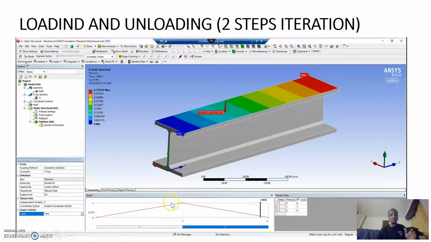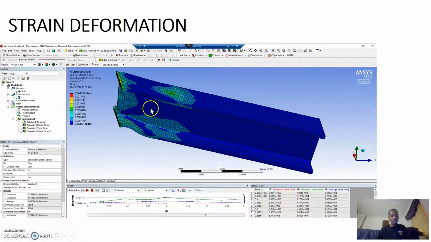If I don't unload my system, I wouldn't have had the opportunity of comparing the shape, and I wouldn't have known maybe the shape is permanently deformed or not. So the loading condition is going to be the first stage, and the unloading condition is going to be the second stage, and that's why I have the 2 loading steps here. And after the analysis, I solved the problem.